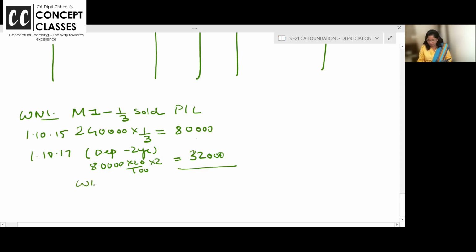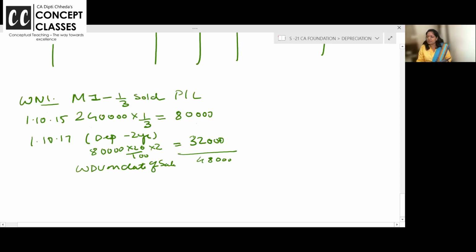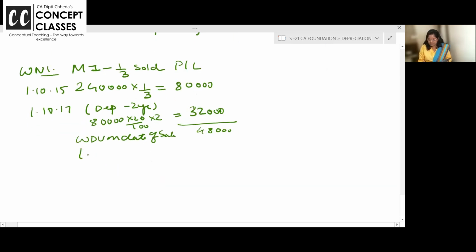So what is the WDV on date of sale? WDV on date of sale is 48,000 less the sales value. Look at what is the sales value. 27,840. So there is a loss. How much is the loss? 20,160. Are you all following?